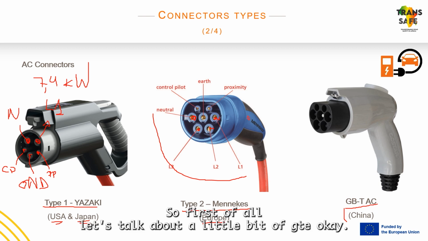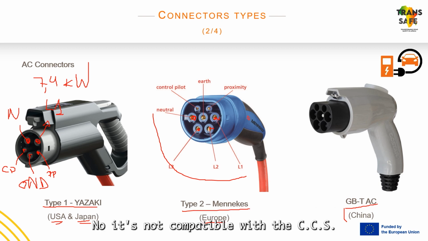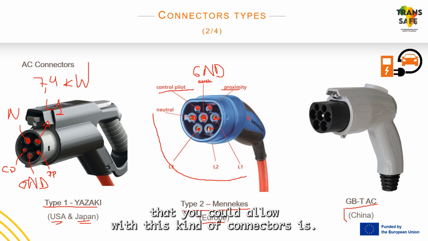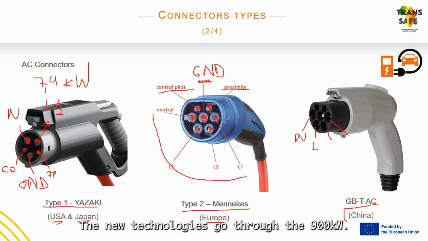So first of all, let's talk a little bit about GBT. GBT is the Chinese national standard for EV charging. It's not compatible with the CCS Combined Charging Systems or CHAdeMO. Some characteristics: the maximum power you could allow with this kind of connector nowadays is 900 kilowatts. The new technologies go up to 900 kilowatts.